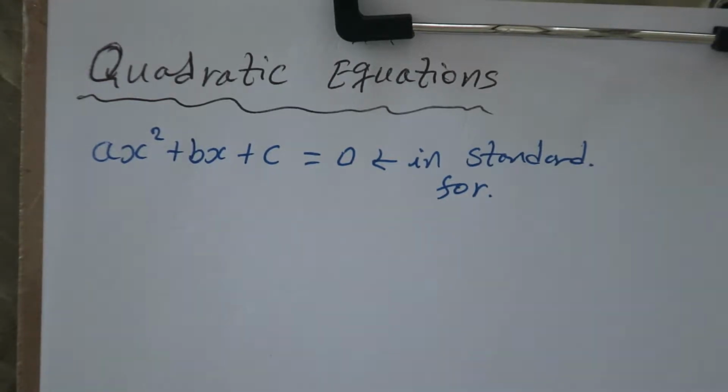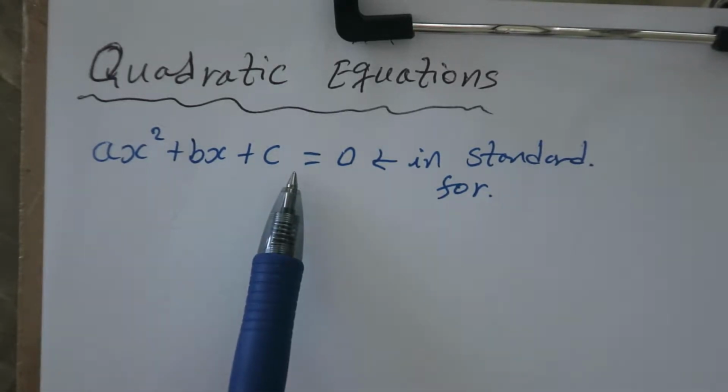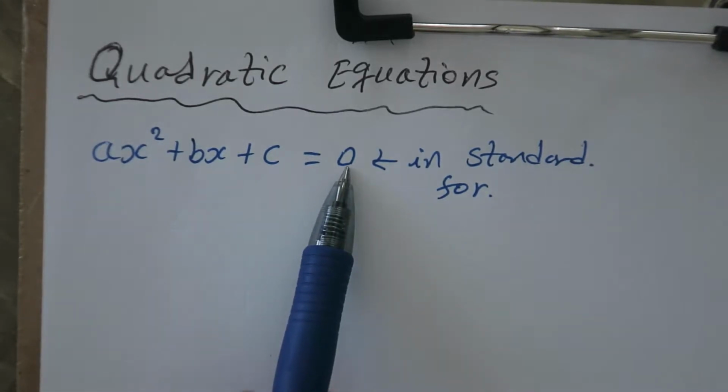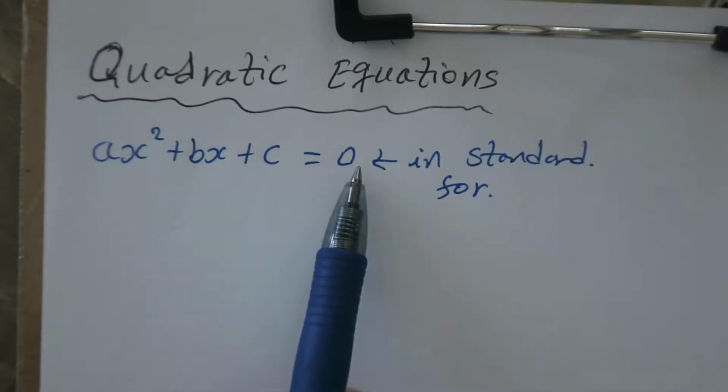In this video, I'll be talking about quadratic equations. A quadratic equation in one variable is an equation that can be written in the form ax squared plus bx plus c equal to 0. This is in standard form. We always want it to be equal to 0 to start with.